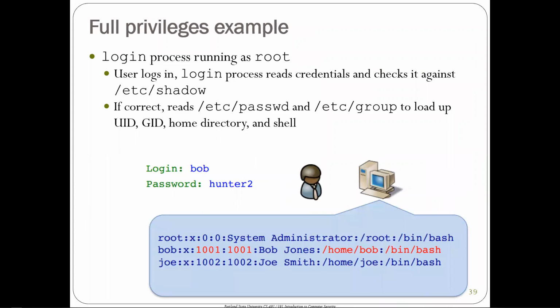Okay, so now I'm going to do the full privileges example. So you have a login process running as root. The user logs in. The login process is going to have to read the credentials and check them against /etc/shadow. And so that's why it runs as root. If it's correct, one of the things it does is read the UID, the GID, the home directory, and shell. So it goes into this file and gets all that information.